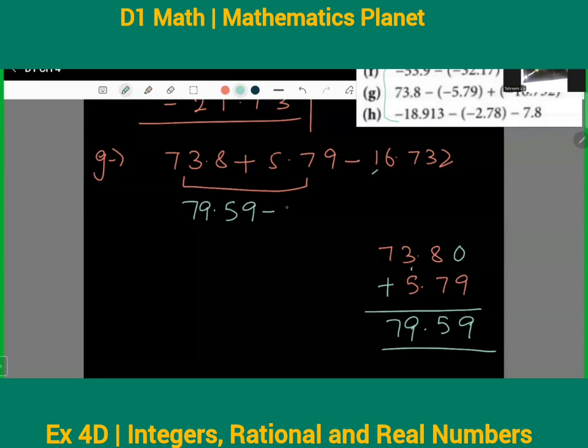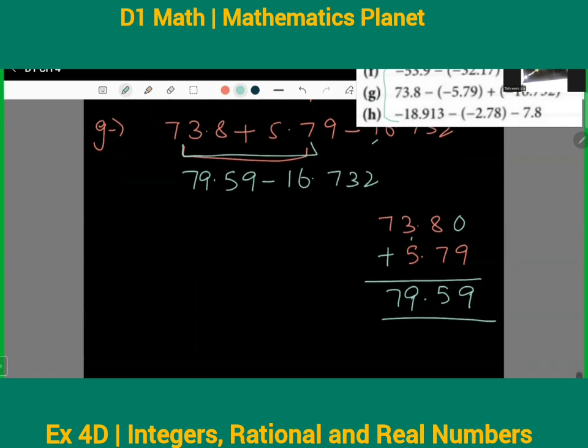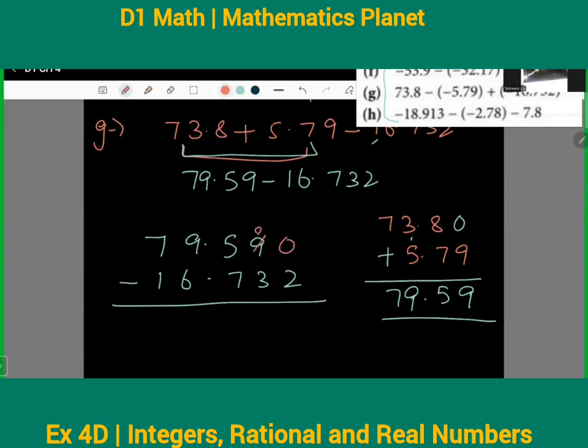And now I will write this term over here, 16.732. So first of all, we added the first 2 terms, and now we're going to subtract the last term from it. 79.59 and 16.732. So this is subtract. We're going to put 0 over here. So 10 minus 2 is 8, 8, 7 minus 1 is 6. So you should get 62.858. This is the final answer.